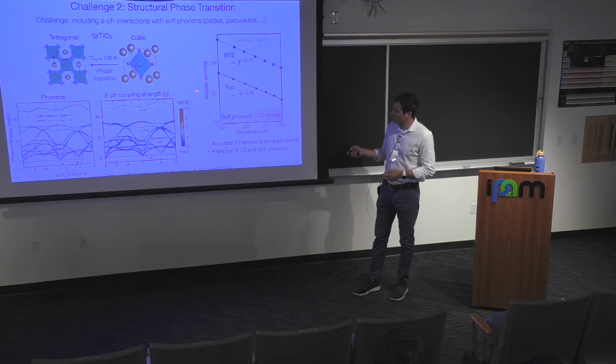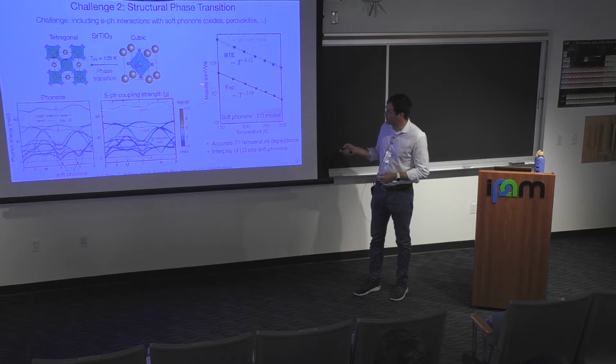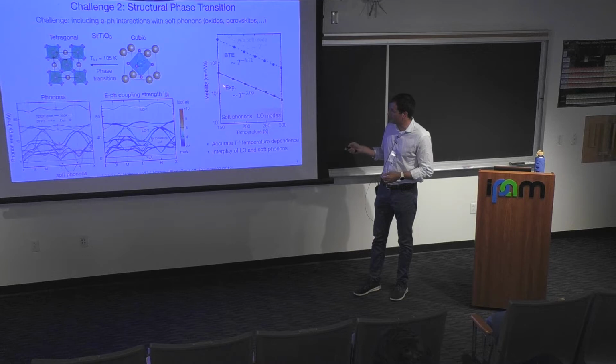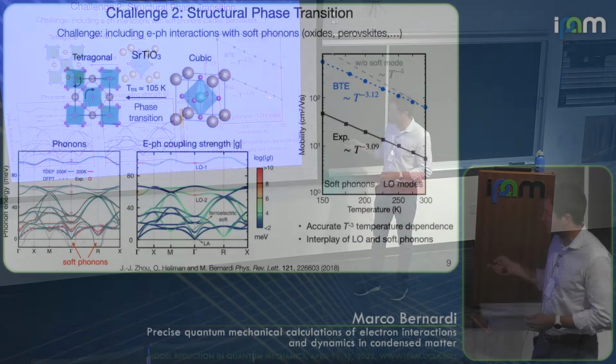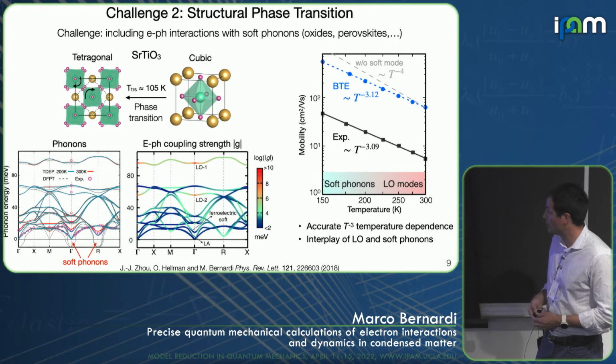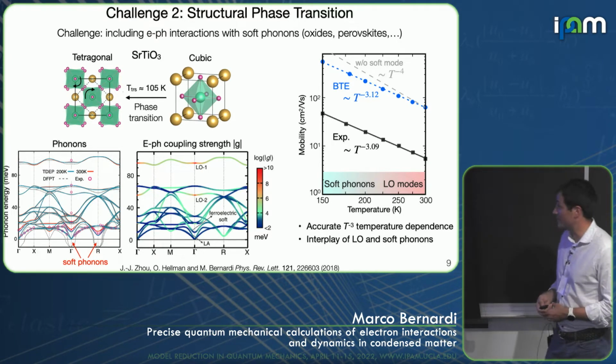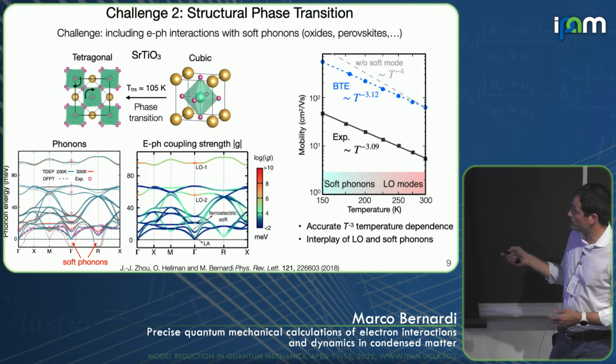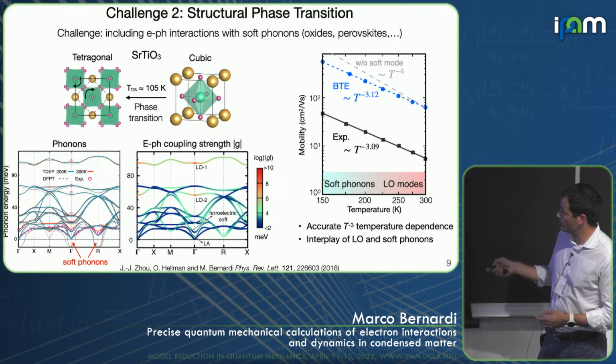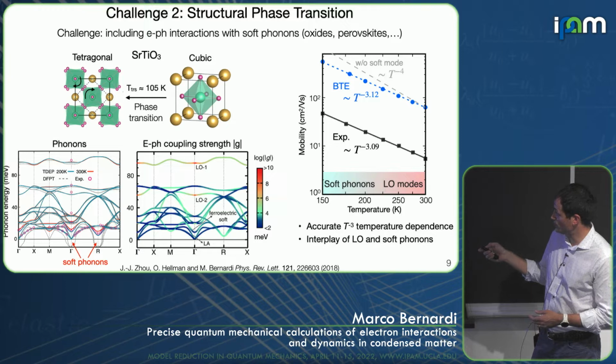In particular, this has allowed us to resolve an open question in this material, cubic strontium titanate, where in experiment it's known that its mobility goes like temperature to the -3, but the origin of this trend was debated. So our calculation that includes all the coupling with all the modes using the Boltzmann equation can accurately predict this trend. You see we get temperature to the -3.1.